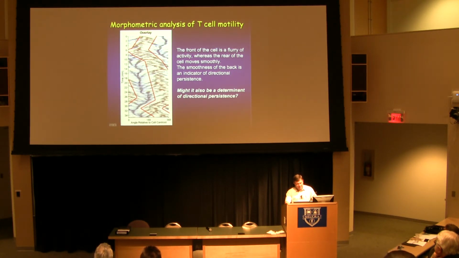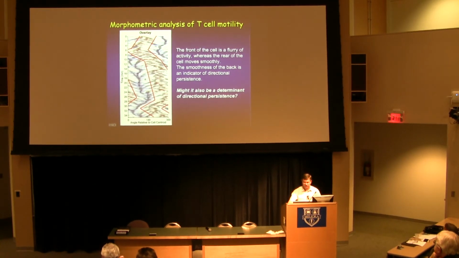But by comparison to this sort of chaotic environment at the front, the rear is quite smooth, okay? And you do see, though, interactions where protrusions start out at the front and then move their way to the back. Those are these diagonal lines that connect the front and the back.